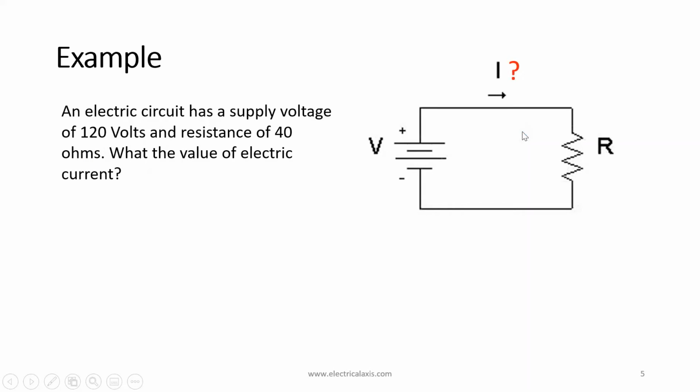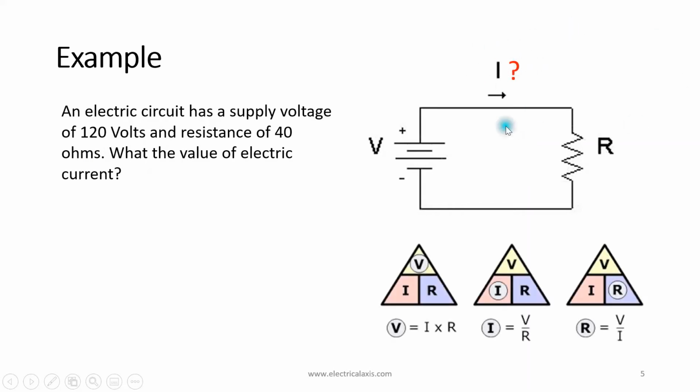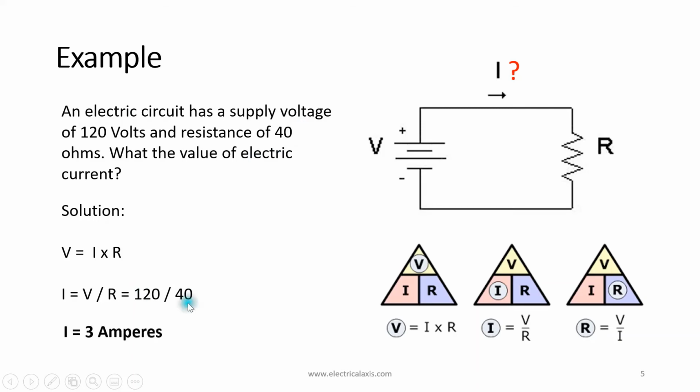Now in this problem, we are looking for the value of this quantity. We are going to apply the formula V equals IR and transform it to I equals V over R, because we are looking for I. And in this case, we are going to use the operation of division. Now substituting values, 120 over 40, the value will be 3 amperes. Therefore, the electric current that is flowing throughout the circuit is 3 amperes.